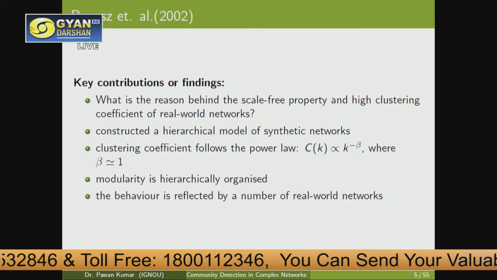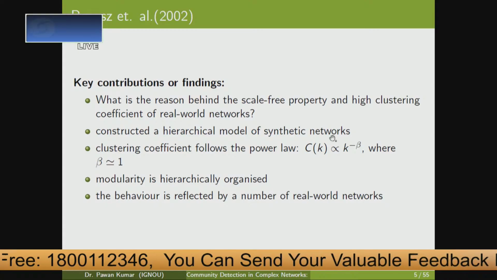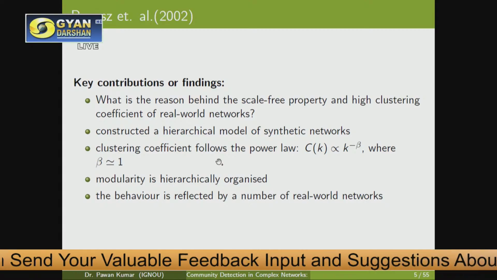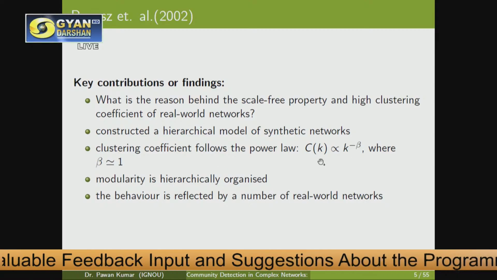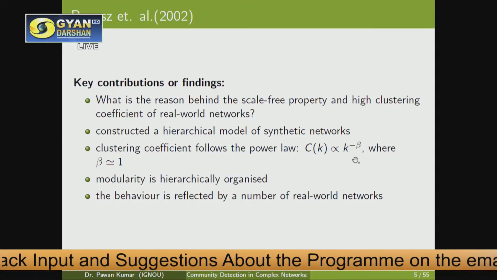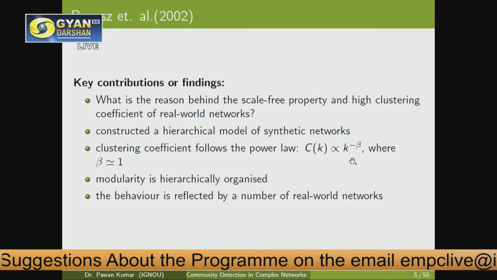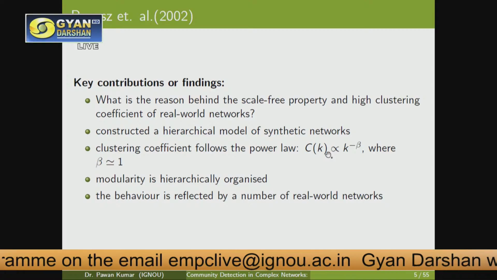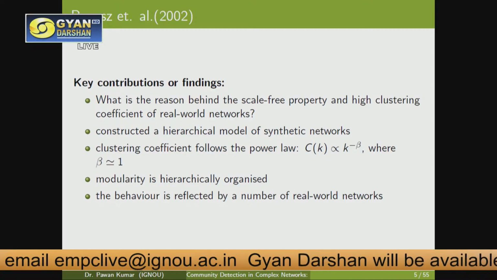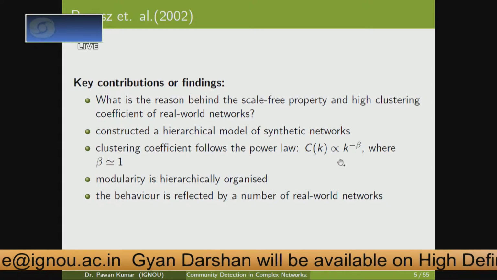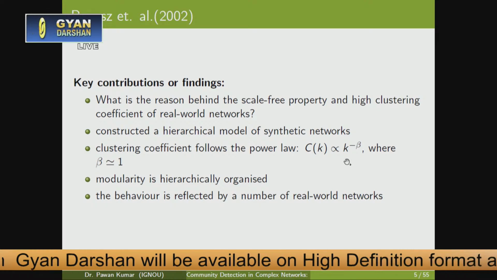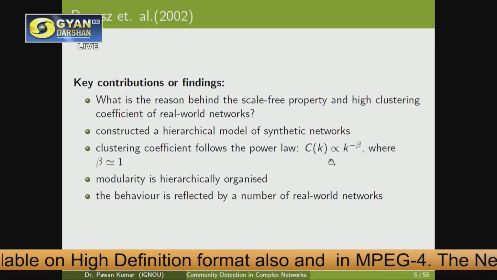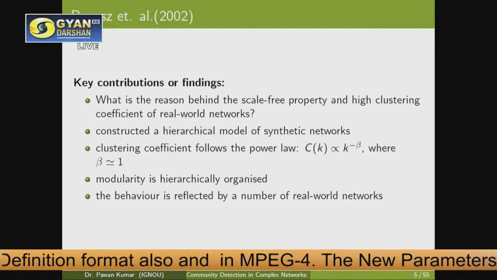And then they studied the clustering coefficient of those networks, and it also follows a power law: Ck is directly proportional to k to the power of inverse beta, where beta is roughly equal to 1. Ck is the clustering coefficient of a node with degree k. It means that the nodes of high degree have low clustering coefficient. On the other hand, the nodes of low degree have large clustering coefficient.